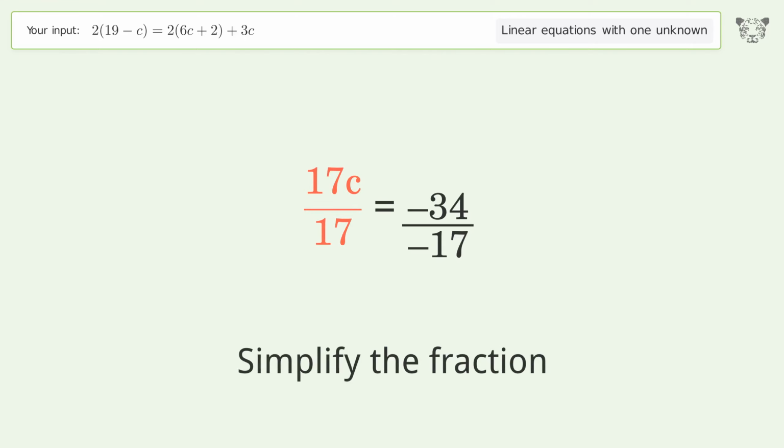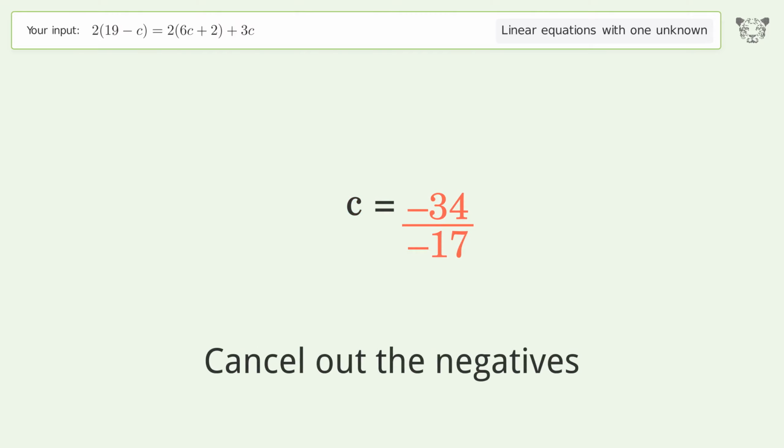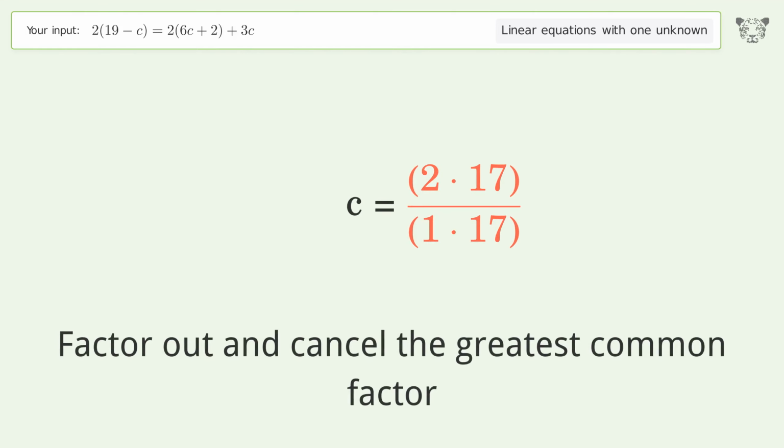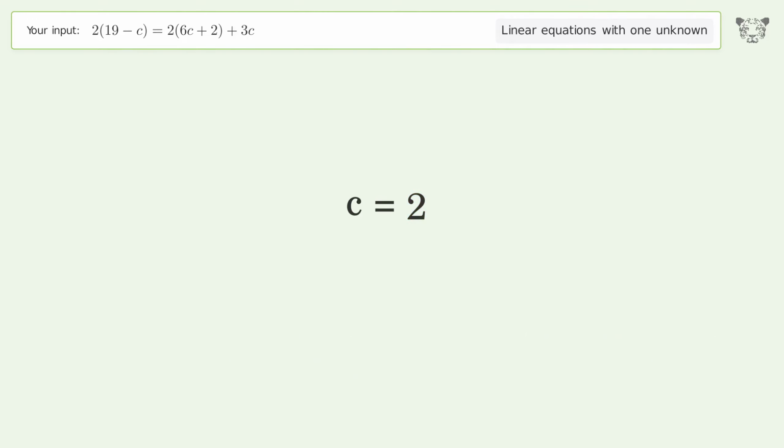Simplify the fraction. Cancel out the negatives. Find the greatest common factor of the numerator and denominator. Factor out and cancel the greatest common factor. And so the final result is c equals 2.